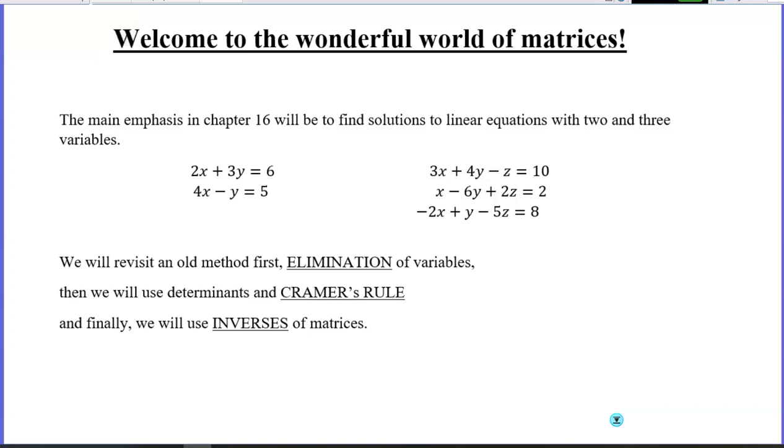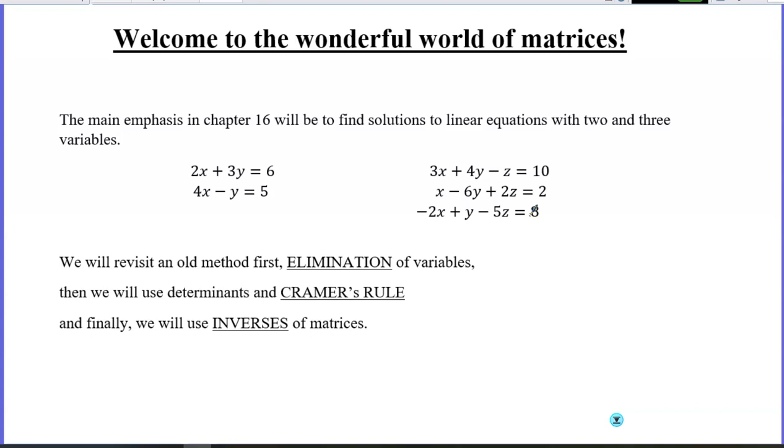Fasten your seatbelts. We are about to study the wonderful world of matrices. Chapter 16 is all about matrices, and in general, the whole time that we deal with Chapter 16, we're basically trying to find ways to solve systems of equations. And those systems can have two variables, they can have three variables, or they can have more than that. So our goal is to find efficient ways to solve these.